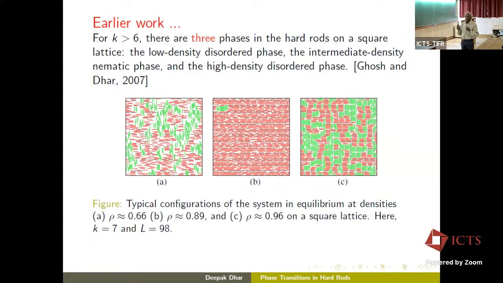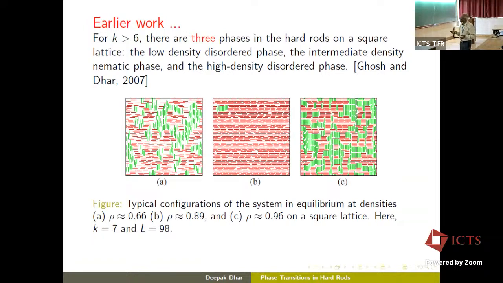But actually we found by Monte Carlo simulation that if you take k bigger than 6, then in the system in 2 dimensions, there are actually 2 phase transitions. This is the low density phase. This is not very, very low density, 0.66 fraction of all the squares are covered. But there are equal numbers of horizontal and vertical rods in this system. But when you increase the density to something like 0.89, then the typical configuration looks like this one, where almost everything is parallel, a very high amount of order.